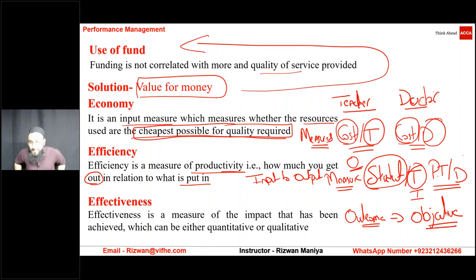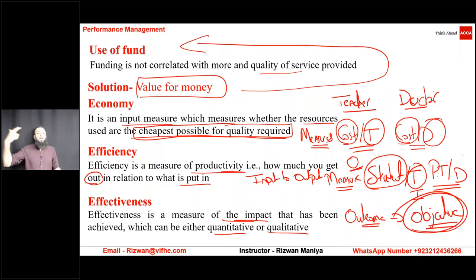So effectiveness does what? It checks whether the output that you have produced is achieving the objective or not. It measures the impact that has been achieved, which can be either quantitative or qualitative. So in effectiveness, we just check whether the objective is achieved or not. And how do we do that? A quick example here.